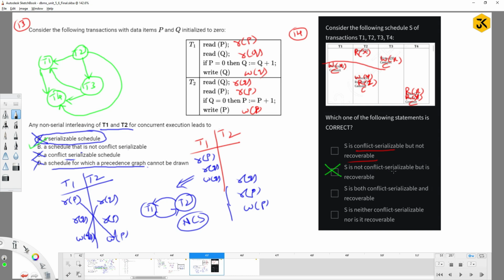and I think the not conflict serializable option is only one, right? So I can say neither conflict serializable nor recoverable. So option D I can eliminate.